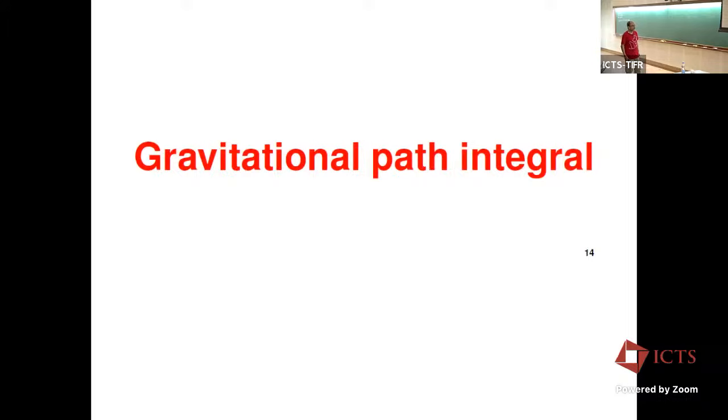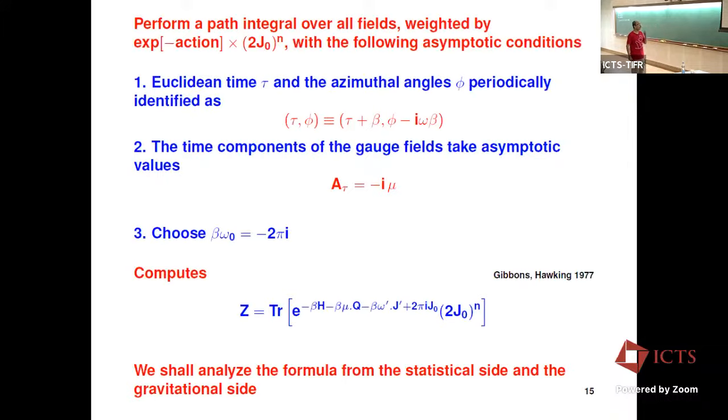So this is the definition of the index, and now we will try to describe how to compute the index using the gravitational path integral. We begin with the Gibbons-Hawking prescription for the gravitational path integral, or almost the Gibbons-Hawking prescription. We perform a path integral over all fields weighted by the exponential of minus the action. The only difference is that we insert a factor of (2 J0)^n in the path integral, because we want to insert this inside the trace.